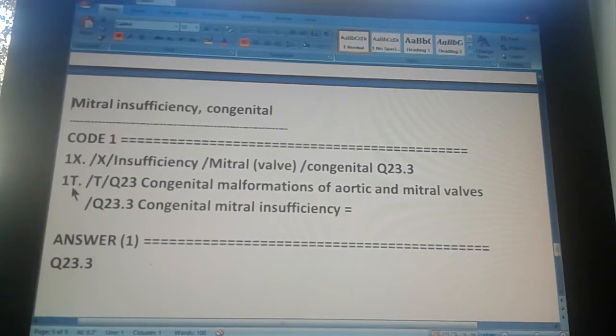The code is checked through the tabular like this. First you go to the tabular. You start with Q23. And what is that? Congenital malformations of aortic and mitral valves. Those are the valves that open and close the access to the heart chambers. So you add one more digit. Q23.3 is congenital mitral insufficiency, which is exactly what we need. That's why there's an equal sign there, and it means that we have double checked, so this is the answer.